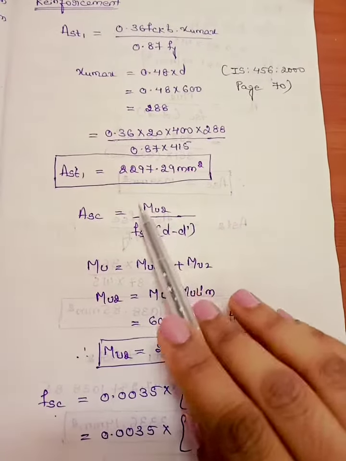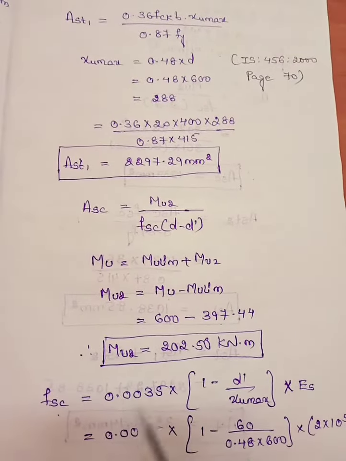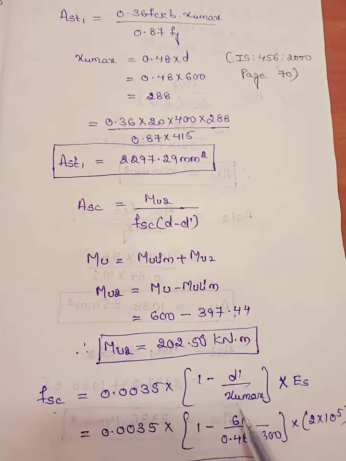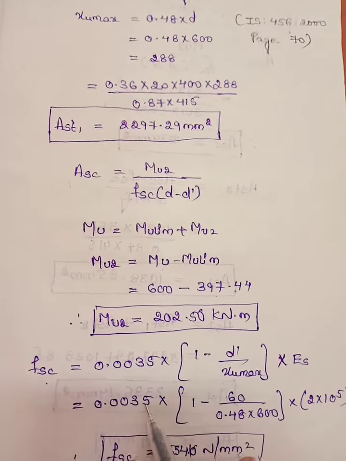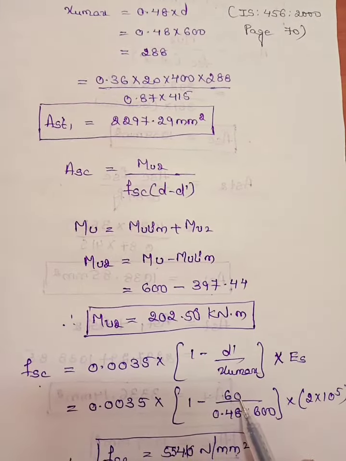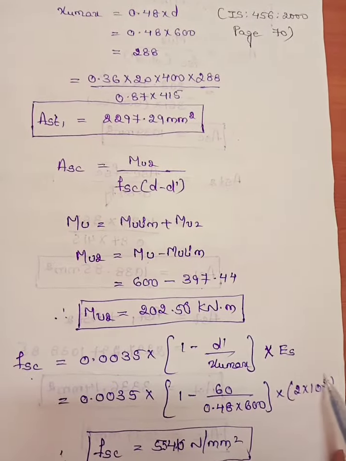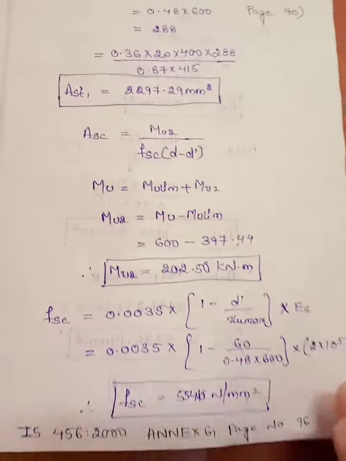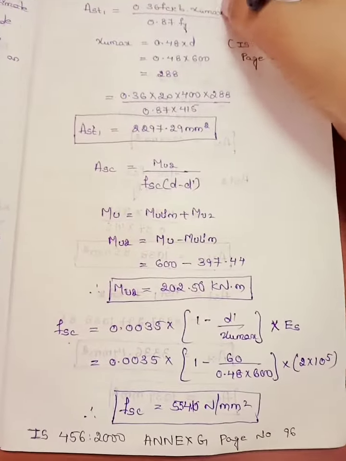So now we have got this value. So now we will find this FSC. So FSC is equals to 0.0035 into 1 minus d dash by XU max into ES. So 0.0035 into 1 minus d dash is equals to 60 by 0.48 into 600, and you can take ES as 2 into 10 to the power 5, and you'll be getting the FSC value. And if you want the formulas, you can refer the Annex G, page number 96.